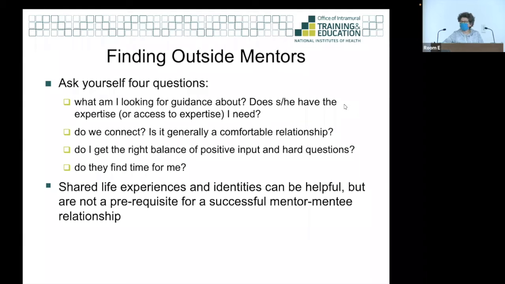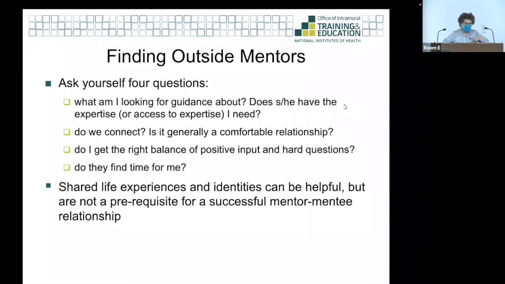Now, as we think about broadening our mentor network, we want to think about shared life experiences and shared identities. It's helpful to talk to people who have some comfort and familiarity with experiences we might be having. So shared life experiences and shared identities can be very helpful. But the data show that they're not a prerequisite for successful mentor-mentee relationships.